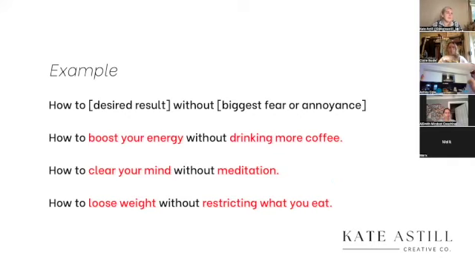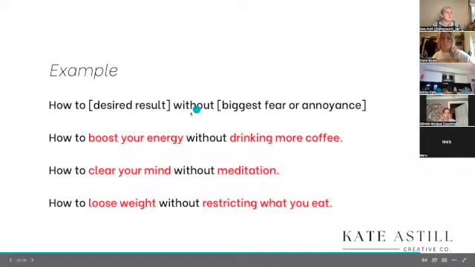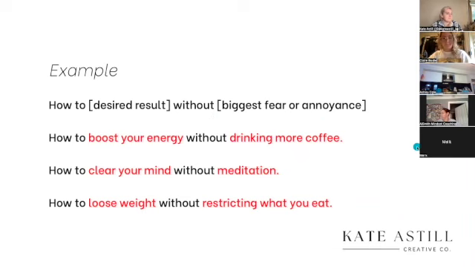And now I'm going to throw out some other examples of how we can use that template hook. So, how to desired result without biggest fear or annoyance: how to boost your energy without drinking more coffee, how to clear your mind without meditation, how to lose weight without restricting what you eat. If you guys have something that you want me to work on now, just pop it in the comments and we will workshop that one once I go through how we then structure the post. So if you can have a think now, if there's something you want me to work through, it might be your niche, their desired result, and their biggest fear or annoyance.